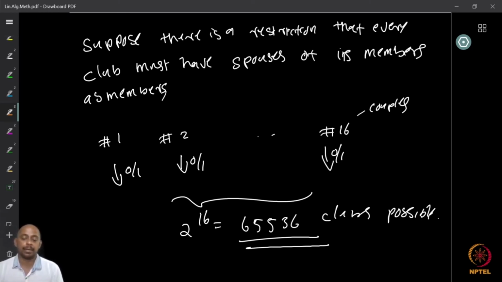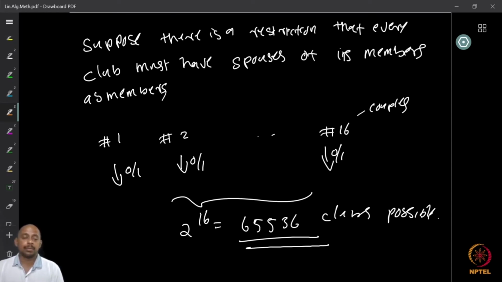And you don't need to have the same set, because we are talking about distinct sets here, not disjoint. 2 raised to 16 distinct sets of couples are there. So we have 65,000 plus clubs already. Now, you can see in a town with 32 people, there are 65,000 clubs. It's not going to help with the law and order.